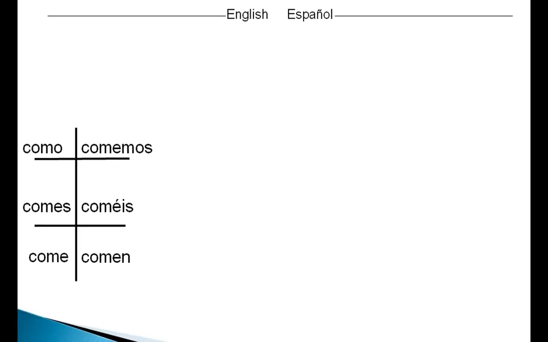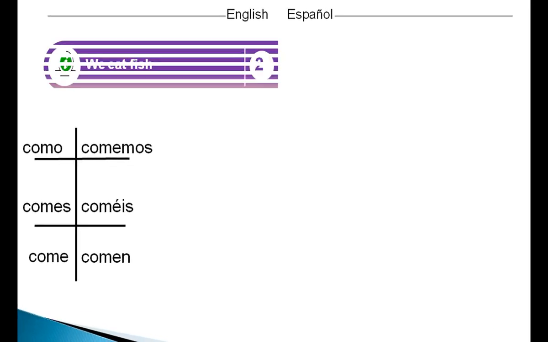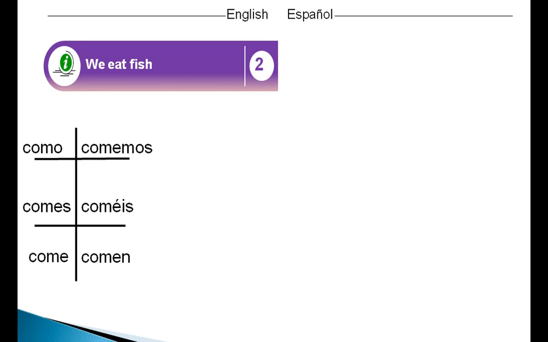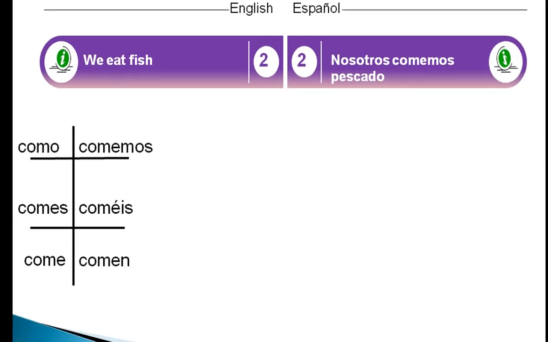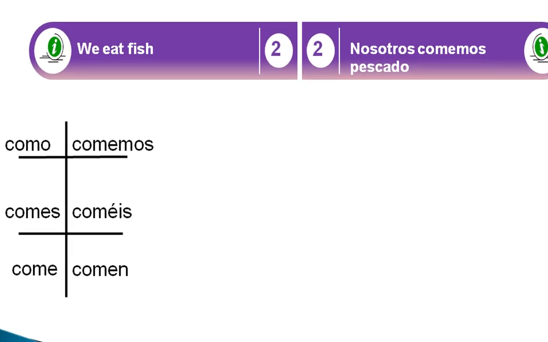Okay, let's try and use them in a few sentences. We eat fish. So eat is comer. We have the endings o, es, e, emos, éis, en. So we are talking about we, that is nosotros form. Comemos. Fish is pescado. So we eat fish becomes nosotros comemos pescado.